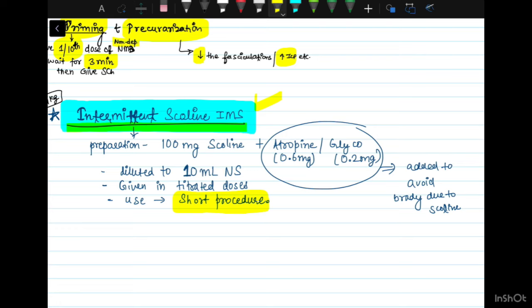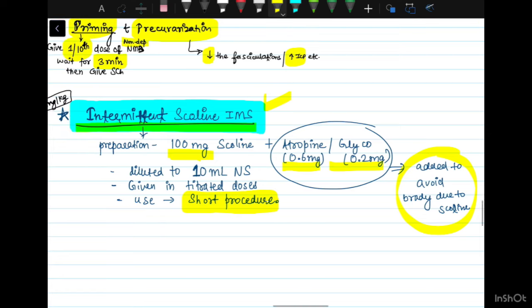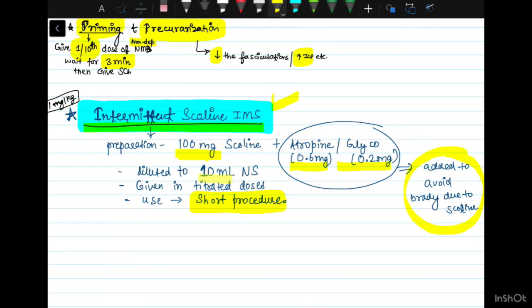So at that time you can use this preparation called intermittent Scoline IMS, where you add 2 ml of Scoline, that is 100 mg, and then add atropine or glycopyrrolate along with it, because this will avoid the bradycardia because of the succinylcholine. And then you dilute it to 10 ml of NS. You can give 1 ml of it to maintain the muscle relaxation, and because of this the patient is going to come out very rapidly, so the time for extubation reduces drastically. So this is a very new upcoming thing that I wanted to tell you guys.